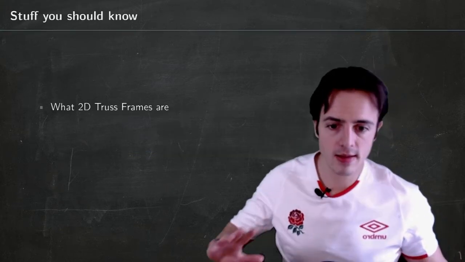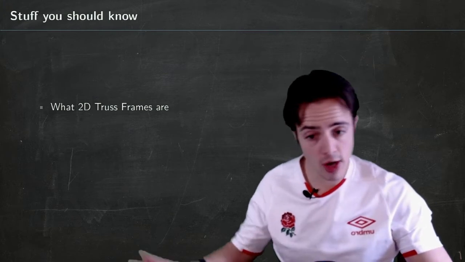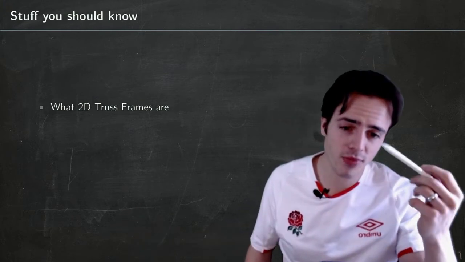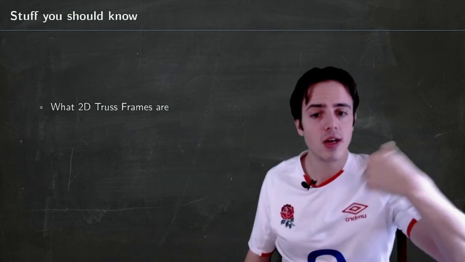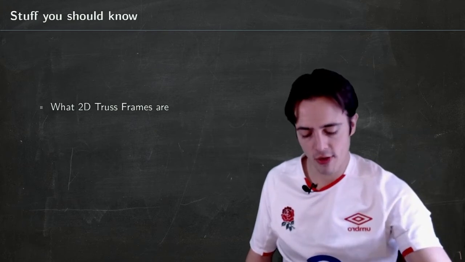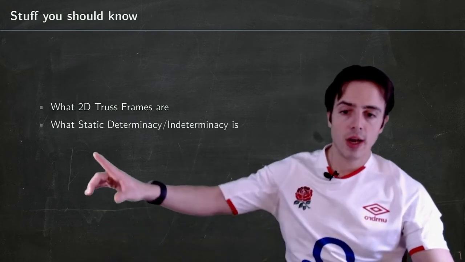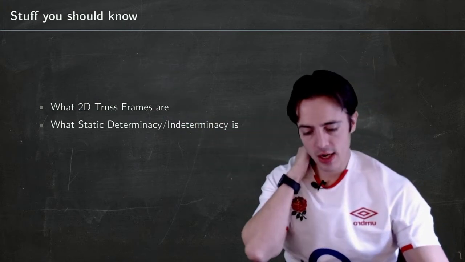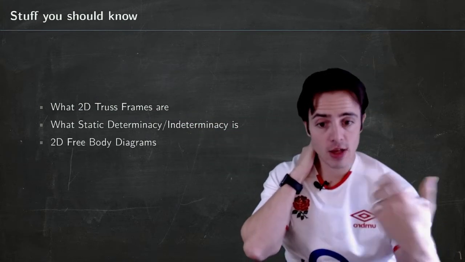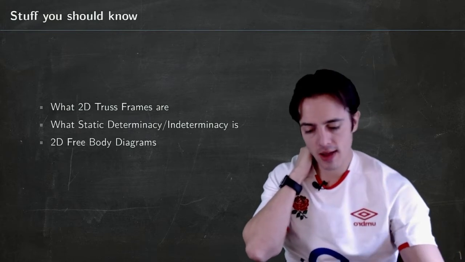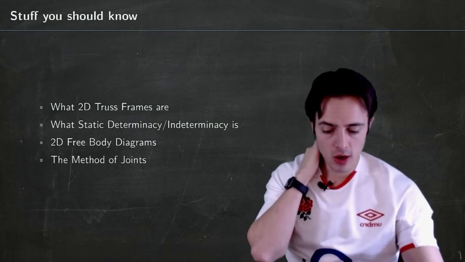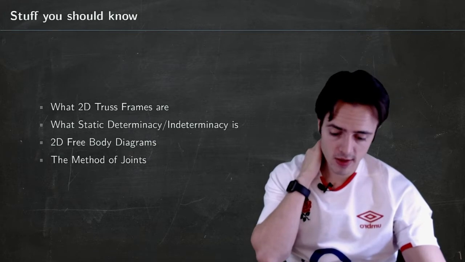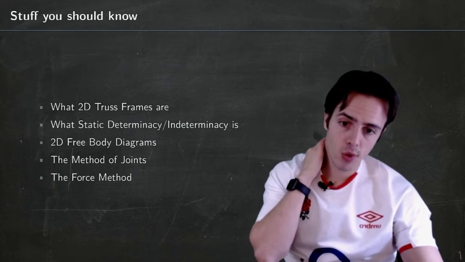Okay, so we're going to look at a few things. We're looking at what 2D truss frames are, and I'm going to give a bit of this now, and then, after I've gone through this bit, we need to remember what static determinacy and what indeterminacy is for a structure. You need to be good at doing 2D free body diagrams. You need to be hot on the method of joints, and you need to remember the force method.